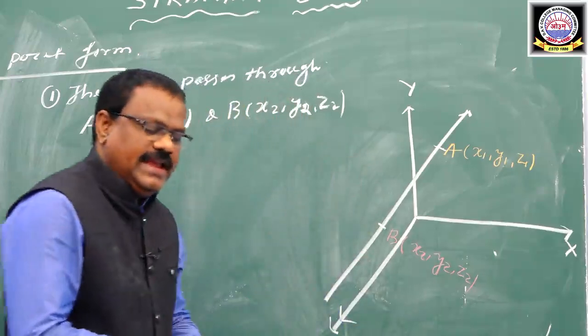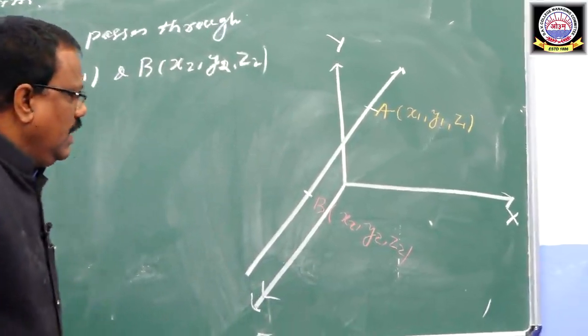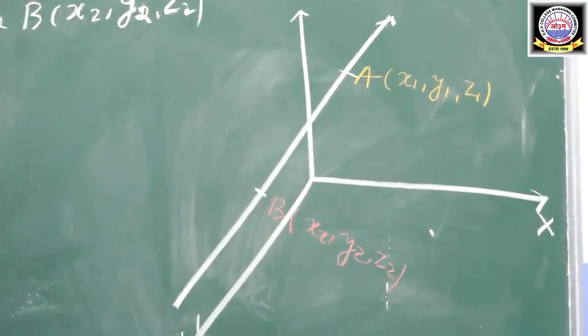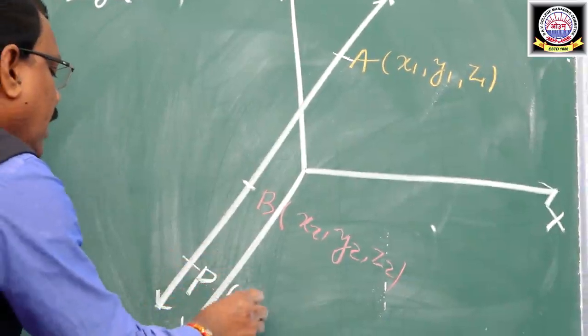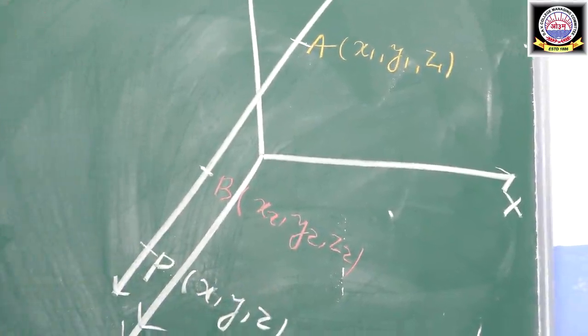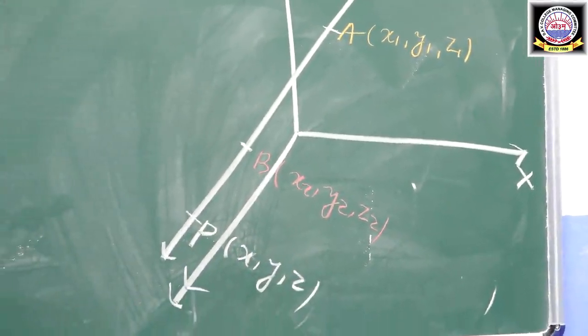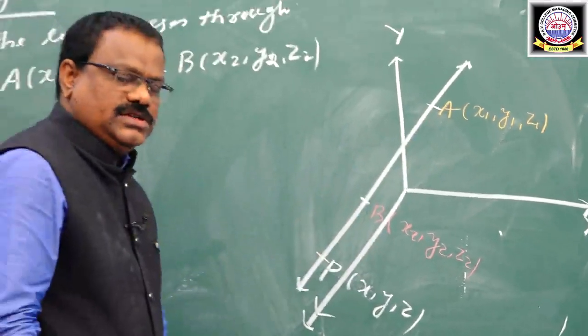So here the line is not parallel to any given vector, that is not required. And by the way, we will take the locus point anywhere. Let this be the locus point P, x, y, z. So dear students, 2 points are already given to us.